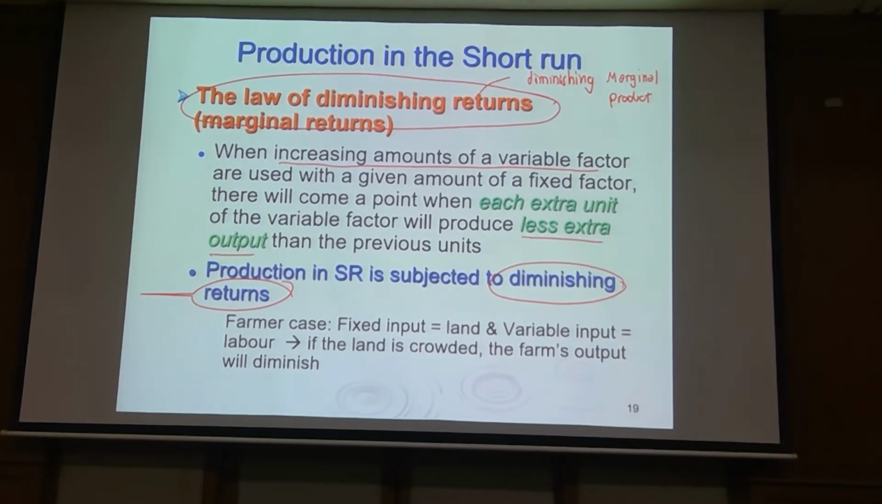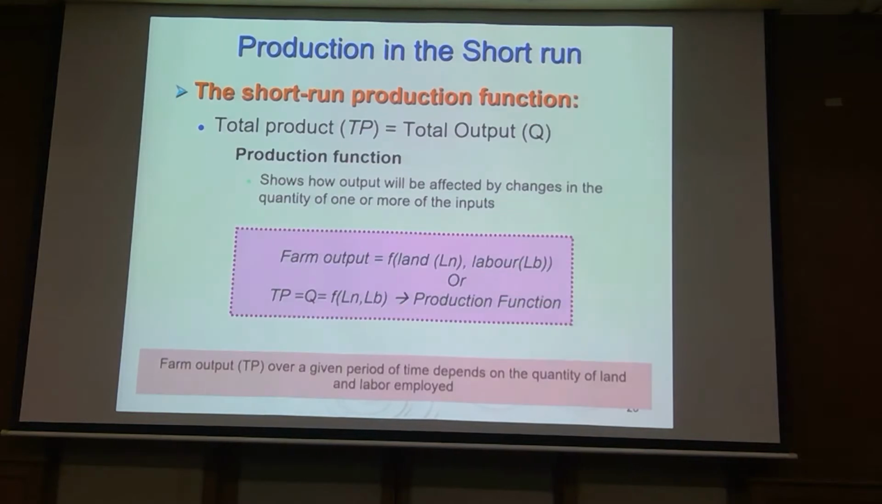Okay, so let's see over here. Here we continue the same example as I mentioned. The fixed input here is land. Land is the fixed factor. The variable input is the labor that we employ. Of course, as I showed you, if the land is crowded, the farm output is going to be less, right? As a result, you keep employing more and more labor. At the end, you're going to find the productivity of the labor that you employ is going to be less and less. You get less and less additional output.